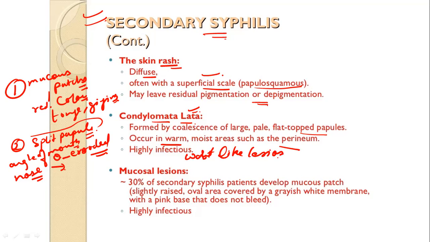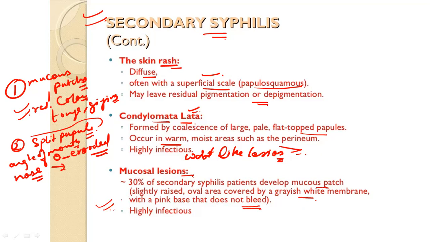Wart-like lesions, right? So maybe they are actually highly infectious. Then the mucosal lesions. 30% of secondary syphilis patients develop mucus patches, as I have discussed, slightly raised oval areas covered by grayish white membrane. You do not need to remember this. Just remember they are red in color with a pink base that does not bleed. Again, they are very, very highly infectious.